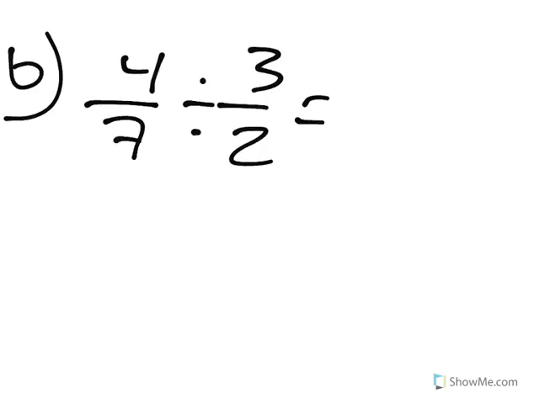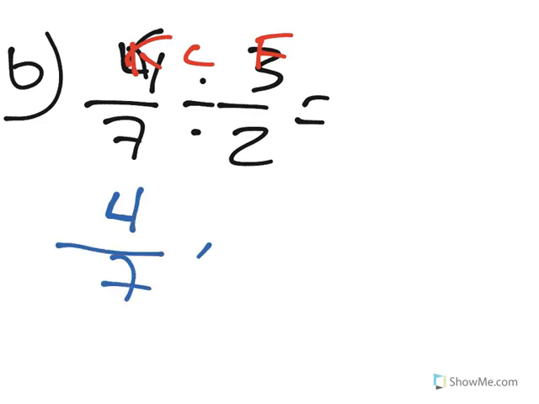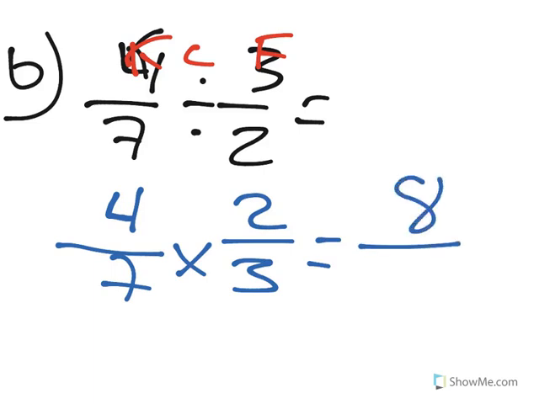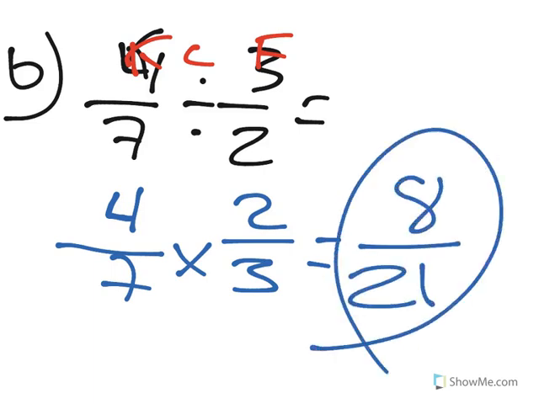Okay, number 6, you're dividing fractions. Remember your KCF. Keep the first fraction, the 4/7, change division to multiplication, and take the reciprocal of the second. Now I'm just going to multiply, and I'm going to get 8 over 21.